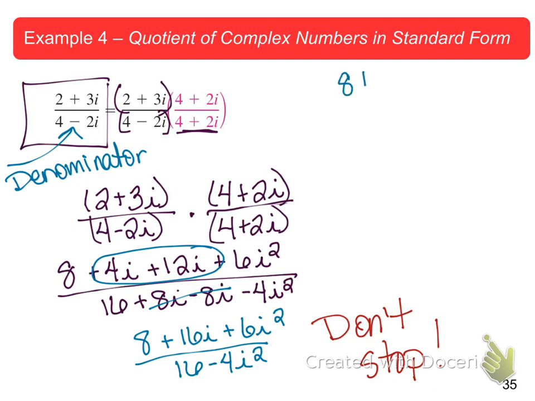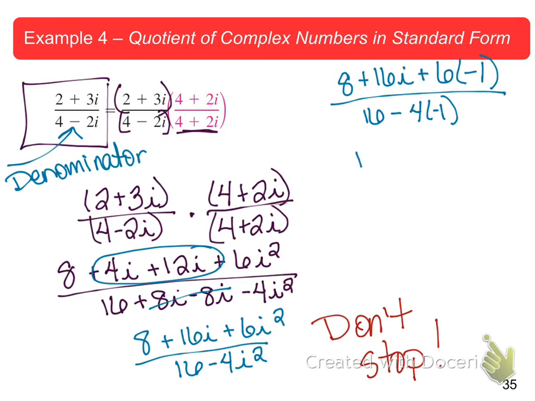I have 8 plus 16i plus 6 times what? What is i squared? Negative 1. Remember how I said that it's almost as important to understand that i squared is negative 1 as it is to understand that i is the square root of negative 1? This is why students stop. They don't simplify all the way. Then in the denominator, I have 16 minus 4 times negative 1. So I have 8 plus 16i minus 6 over 16 minus 4. Actually, that'll be plus 4. Negative 4 times negative 1 is plus 4.